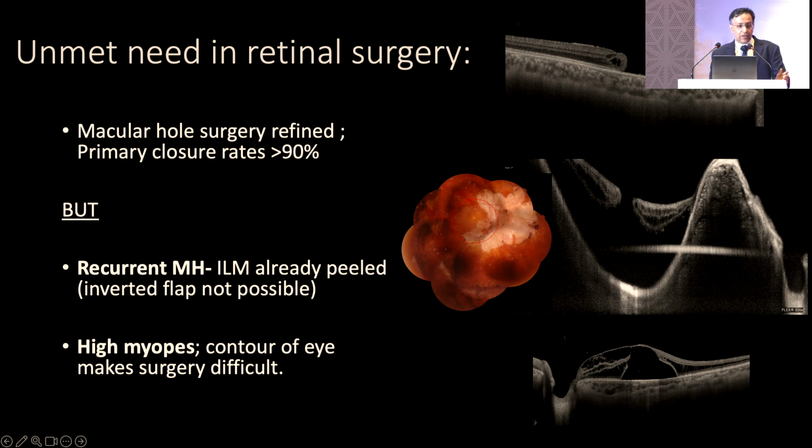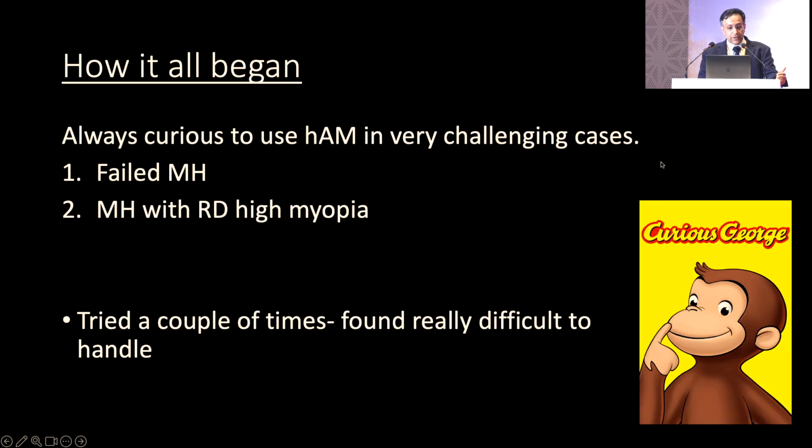Although macular hole surgery has become very refined and we have primary closure rates of more than 90%, we have certain cases where we need help. We need something to help close these holes. These are recurrent macular holes where the ILM is already peeled, so an inverted ILM flap is not possible. And sometimes you have very high myopes, like you can see in this picture, where the contour of the eye makes it very difficult for the hole to close. We were always curious to use HAM in challenging situations like these. We tried a couple of times but found it very, very difficult to handle.